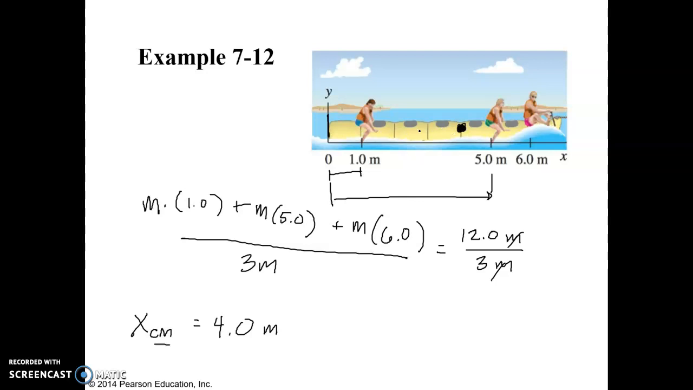So if we were to replace this inflatable boat with a seesaw or a teeter-totter, and we put the center fulcrum of that teeter-totter right here at this 4 meter point, what we are saying is it would balance out, because this person is farther away from the fulcrum than these two are. So even though they all have equal mass, the center of the mass being located here means that this whole boat would balance on that point.